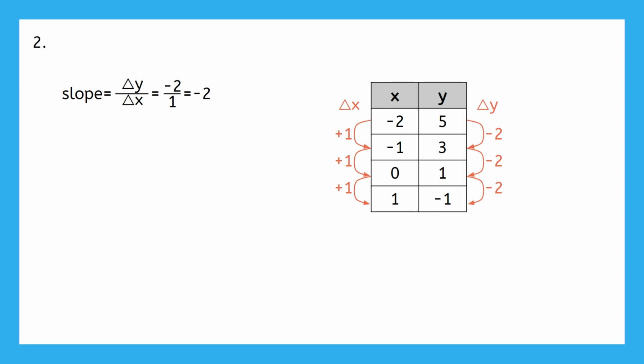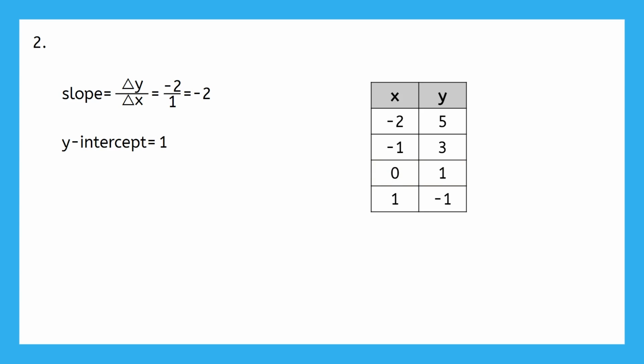Now that we have a slope, all we need is the y-intercept. How can I recognize the y-intercept in a table? Well, the y-intercept is always the point that has an x-coordinate of 0. That means that it's this row here, where x is 0 and y is 1. So the y-intercept is just 1.